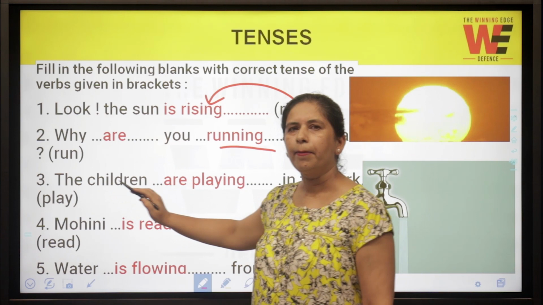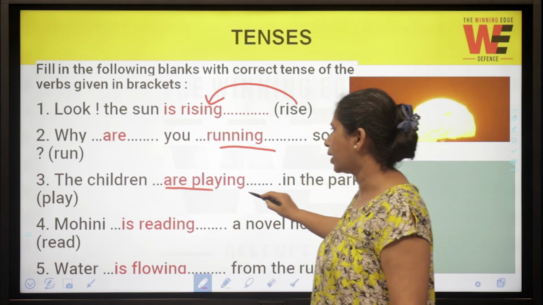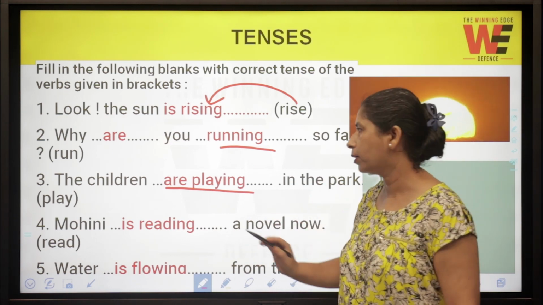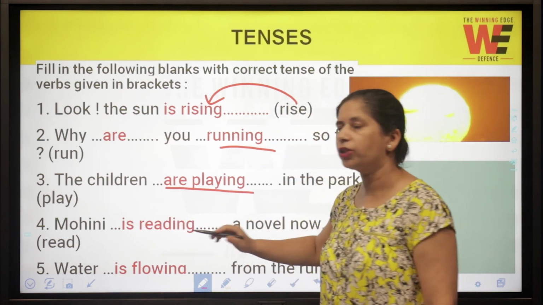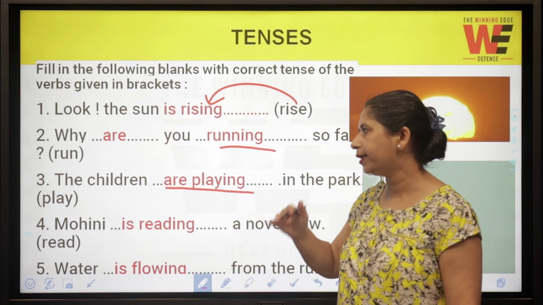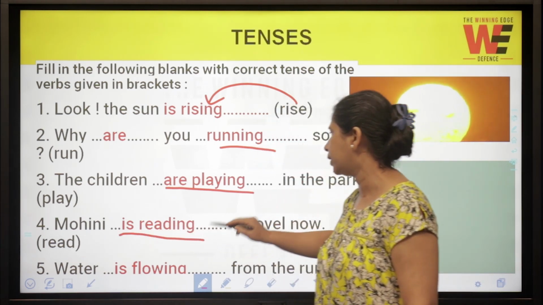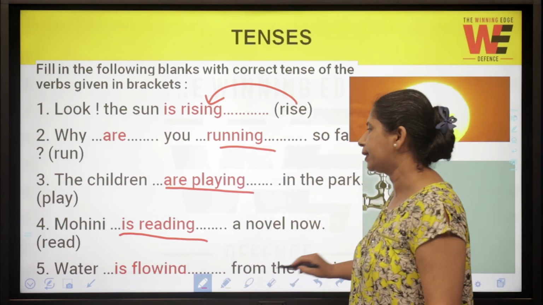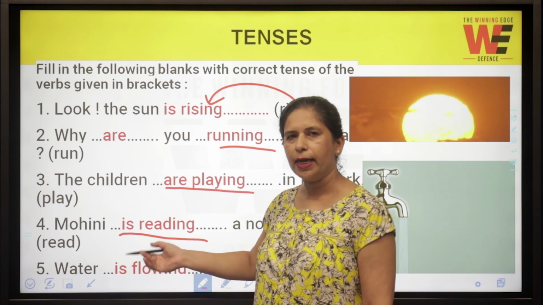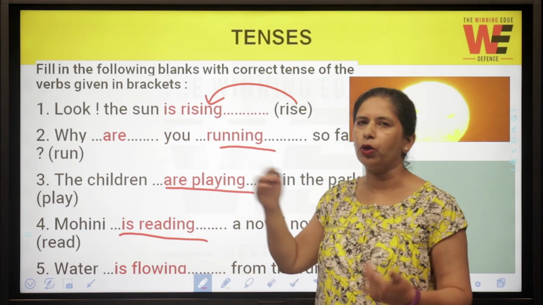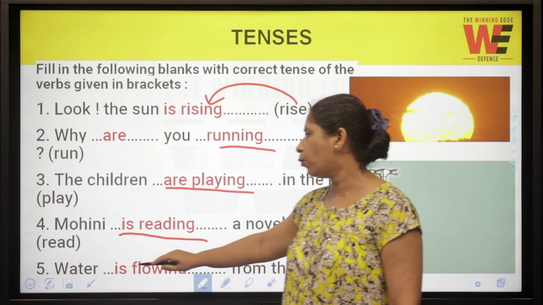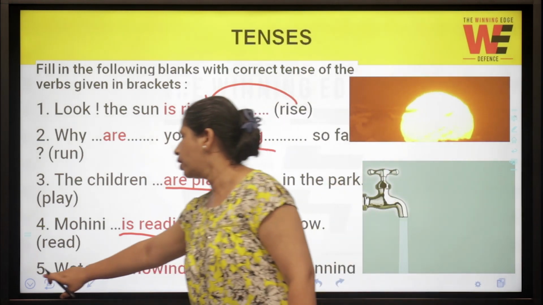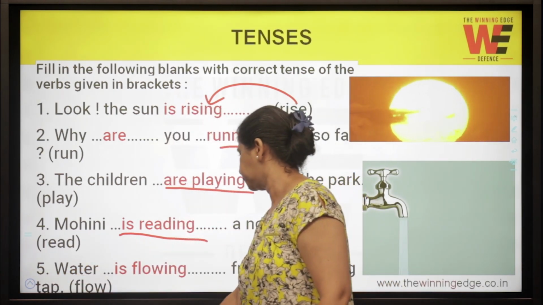Then the children. Play का क्या हो जाएगा? Present moment में क्या कर रहे हैं? वो खेल रहे हैं. तो क्या हो जाएगा? The children are playing in the park. Then मोहिनी. ठीक है, क्या हो जाएगा? अभी वो पढ़ रही है तो read नहीं होगा बल्कि क्या हो जाएगा? मोहिनी is reading a novel now. Next, water dash from the running tap. क्या हो जाएगा? Water is flowing. है ना? Water will be flowing नहीं, water flew नहीं, water flow नहीं. क्या हो जाएगा? Water is flowing. So these will be the correct answer, children. And let's practice few more questions as well.